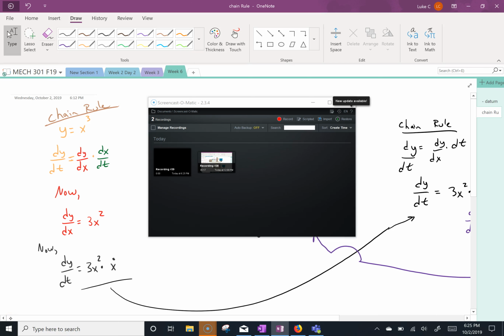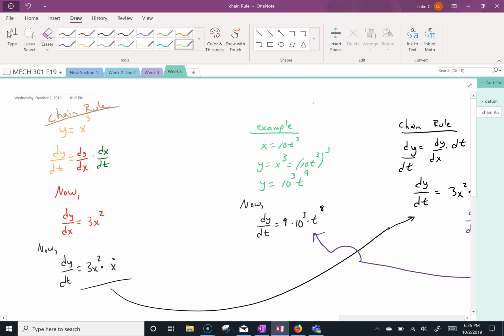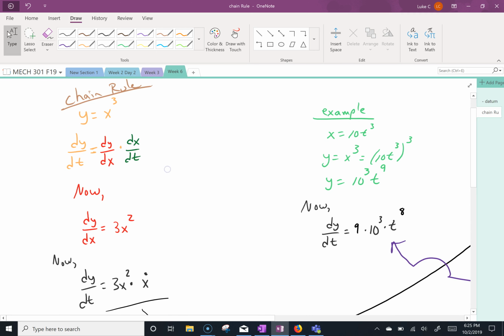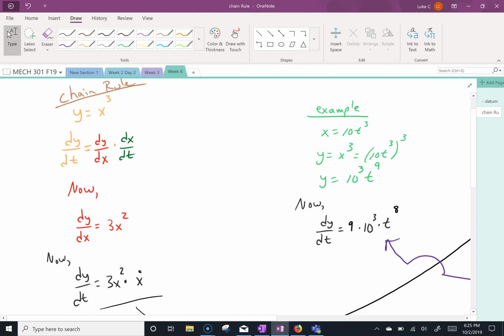All right. Hi, everyone. So here's just a quick video about the chain rule and the product rule. So let's look over here on the left first. In orange, we have y equals x to the third. X, we're assuming, is a function of time. So dy dt is actually equal to dy dx times dx dt. Okay, that is the definition, the chain rule.